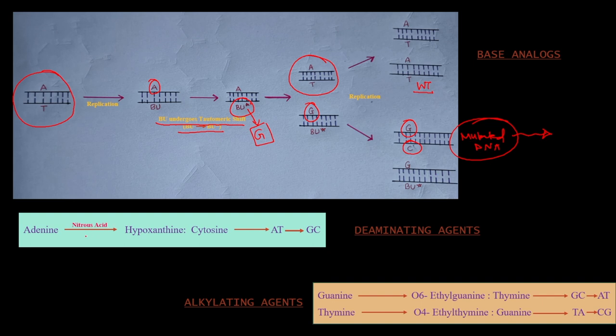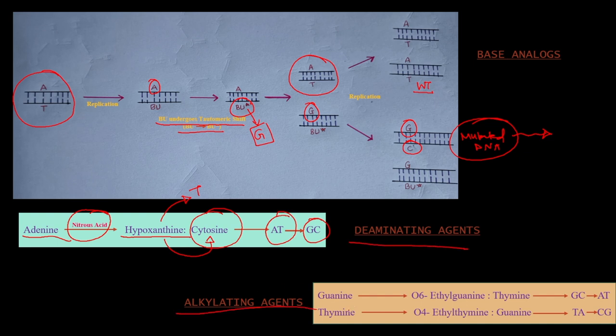Similarly, you can have deaminating agents. For example, adenine, when it is attached to nitrous acid, is converted into hypoxanthine. Hypoxanthine is not going to form the interaction with T, instead it is going to have the interaction with C, and because of this, the AT is going to be replaced by GC, with the same mechanism: in the first generation, the A recognizes the T, but in the subsequent generation, when the A gets converted to hypoxanthine, the daughter strand is going to have cytosine incorporated. That is exactly what happens in the subsequent generation, even with the deaminating agents.